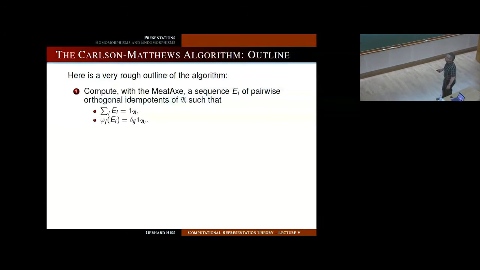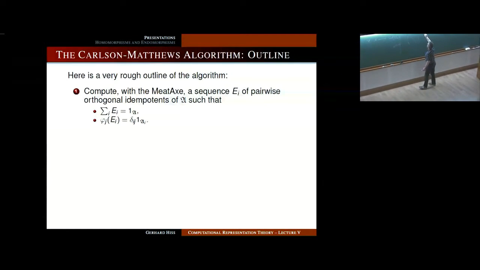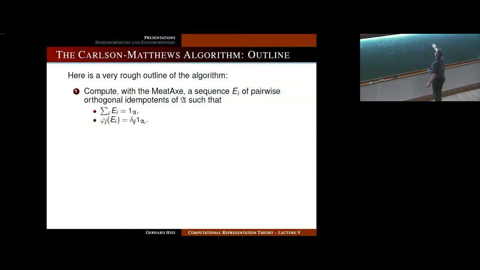You use the MeatAxe to construct idempotents e_i, pairwise orthogonal, that means e_i times e_j is 0, such that they project onto the identity element. So inverse images of the ones on these components, and the sum is the 1. So essentially, you want to find such elements in a suitable basis inside the algebra A.